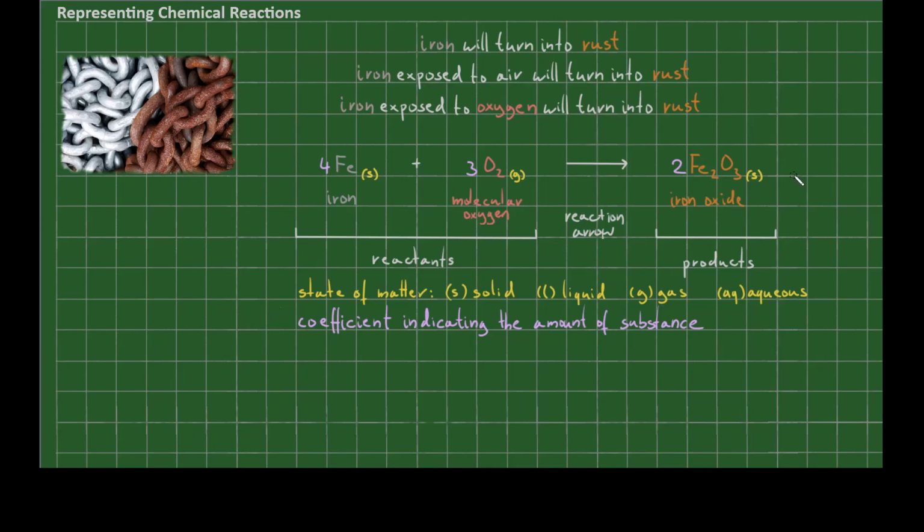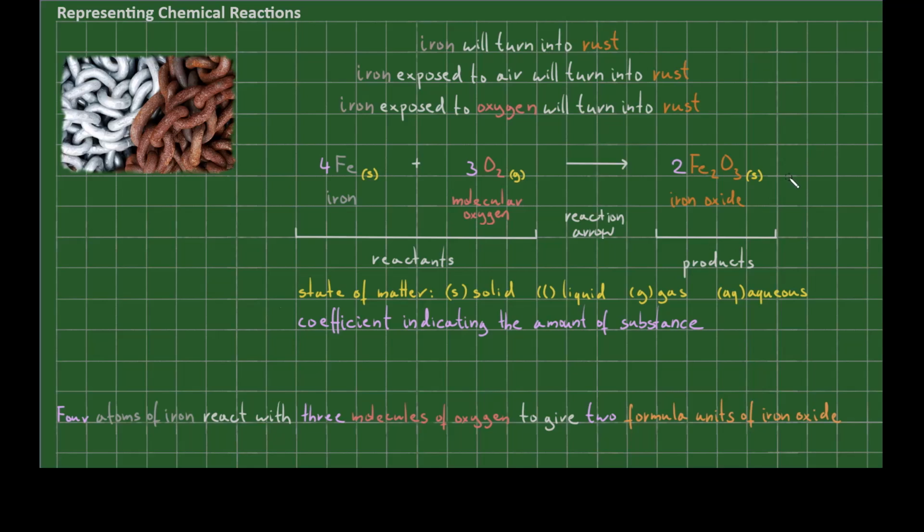And I can quickly check it. On the left-hand side, I have 4 atoms of iron. On the right-hand side, I have 2 times Fe2. That is also 4 atoms of iron. On the left-hand side, I have 3 times O2, that is 6 atoms of oxygen. And on the right-hand side, I have 2 times O3, that is 6 oxygen atoms as well. And so at the end, when reading this balanced chemical reaction equation, I could say that 4 atoms of iron react with 3 molecules of oxygen to give 2 formula units of iron oxide.